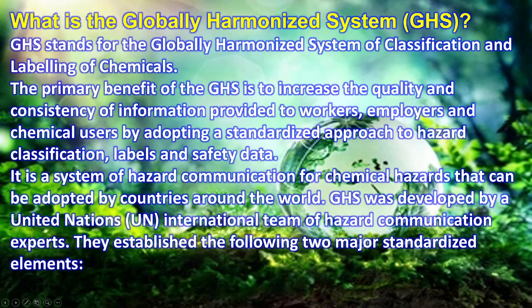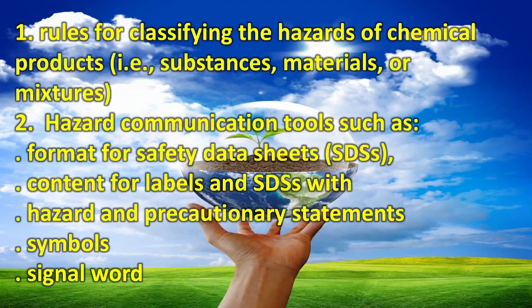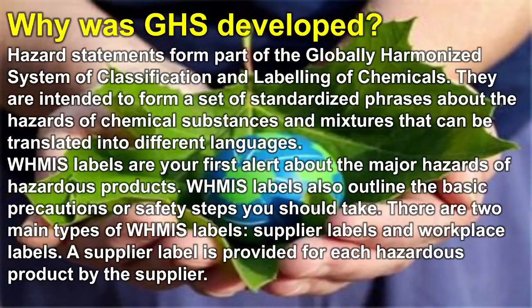GHS was developed by a United Nations international team of hazard communication experts. They established the following two major standardized elements: 1. Rules for classifying the hazards of chemical products. 2. Hazard communication tools such as format for safety data sheets, content for labels and SDSs with hazard and precautionary statements, symbols, signal word. Why was GHS developed?